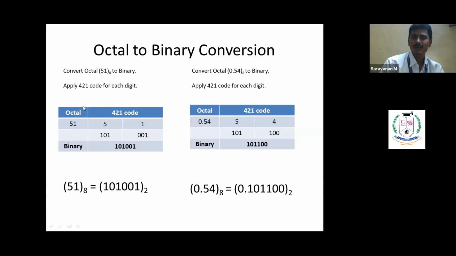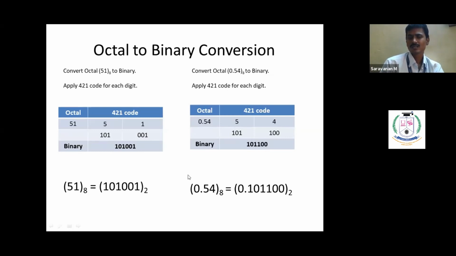Then for 1, where do we get 1? 1 is at the last position. So to represent octal number 1 in binary, it is 001. Just append both and we get the binary number. So the binary representation of octal number 51 will be 101001. Then for 0.54, it is the same logic. 5 is represented by 101, 4 is represented by 100. Just append both and we get 101100.